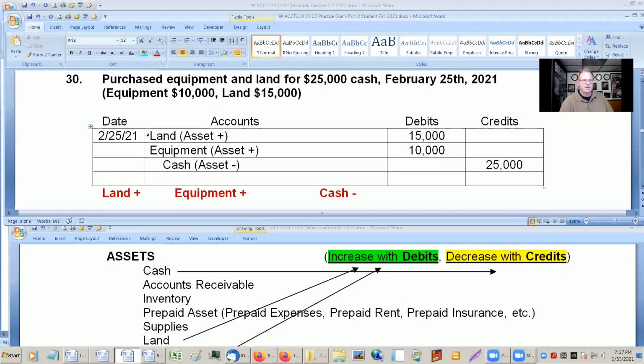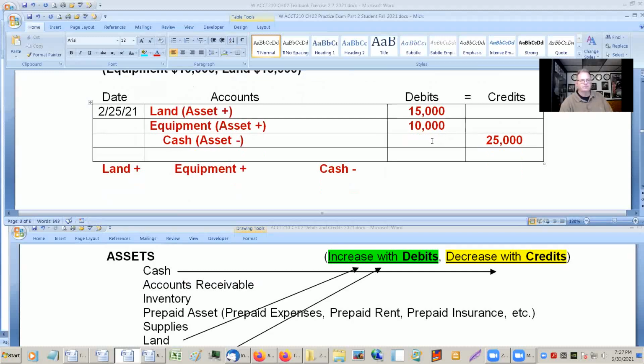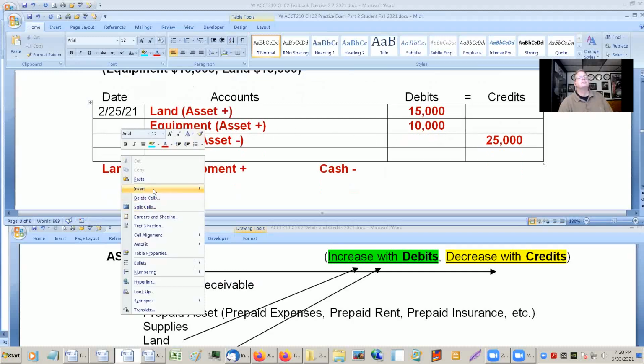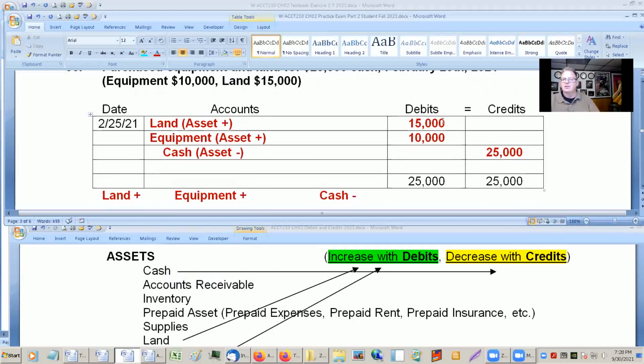Okay, now notice that even though none of these accounts are the same value, they're all different, but the debits do equal the credits. If you add up this side, it's 25,000. You don't have to put this in, by the way, but the debits do equal the credits. So even though it's split up into two accounts, debits do still have to equal the credits.